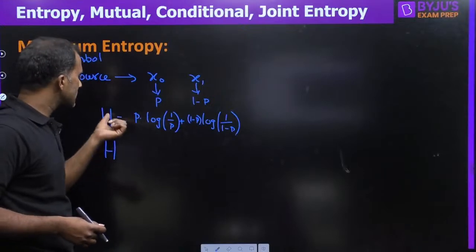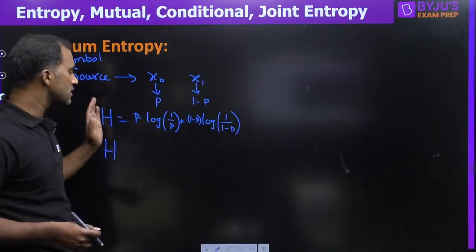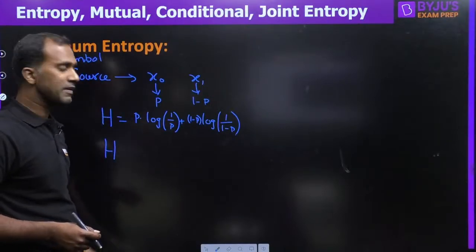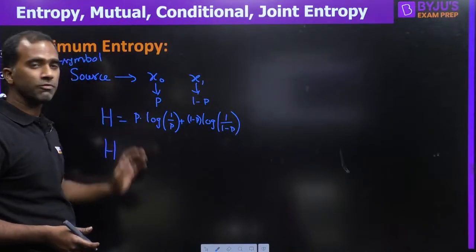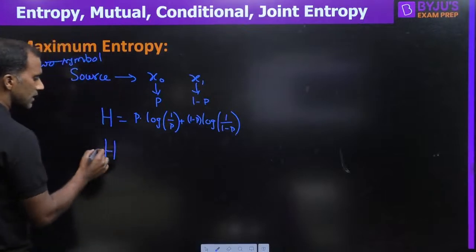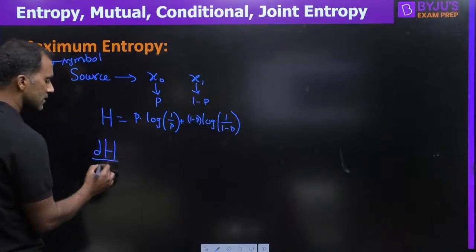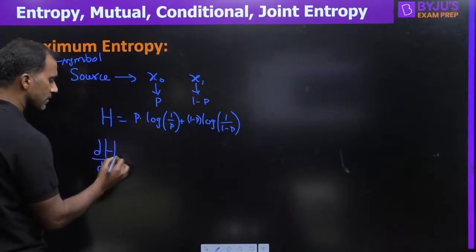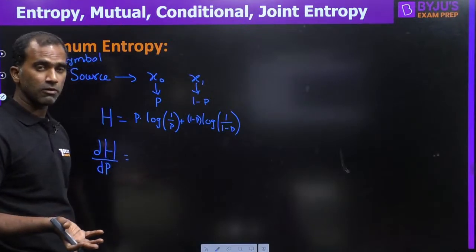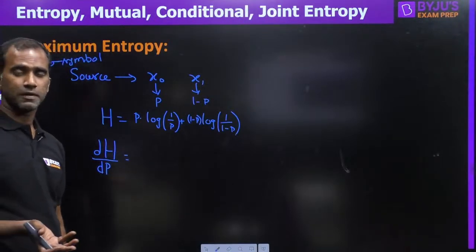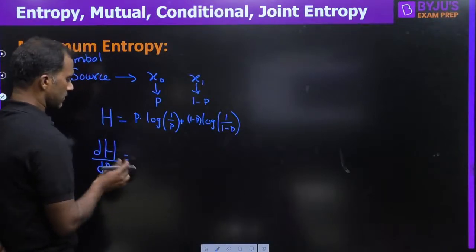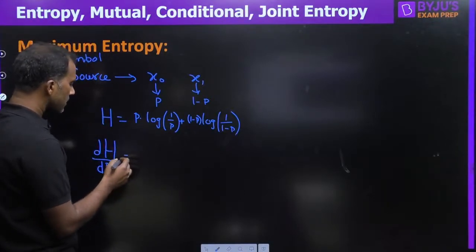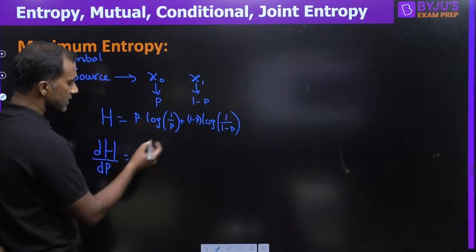As p changes, this h also will change. So, h is dependent on p. So, we can think of h as a function of p. Okay, h is definitely a function of probabilities. So, let us differentiate h with p, because we want to find the maximum. How do we find the maximum? We differentiate and equate it to 0, and that is how we find the maximum. Right? We want to find the maxima. Let's differentiate.